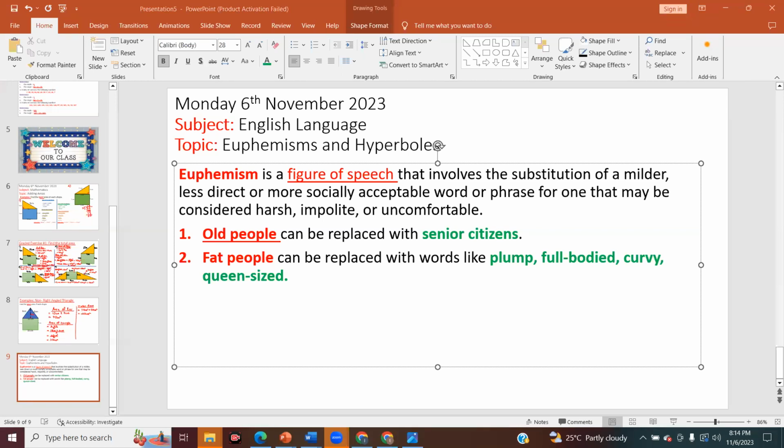Or say, for example, you want to say that someone got fired from their job. Instead of saying they got fired, you might say they got terminated, you know what I mean? Or laid off or something like that. They got demoted to customer. No, that's harsh, man. That's harsh.